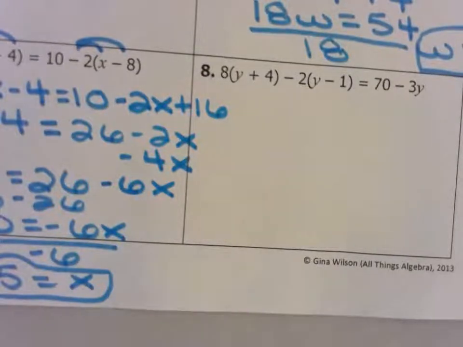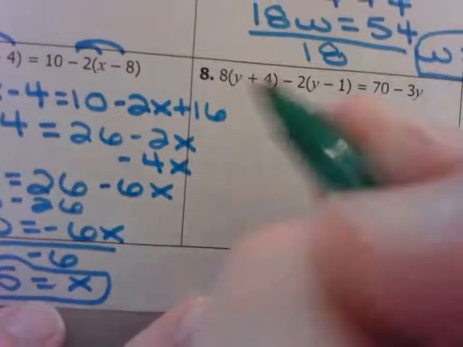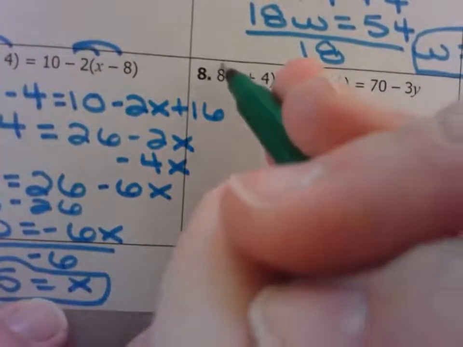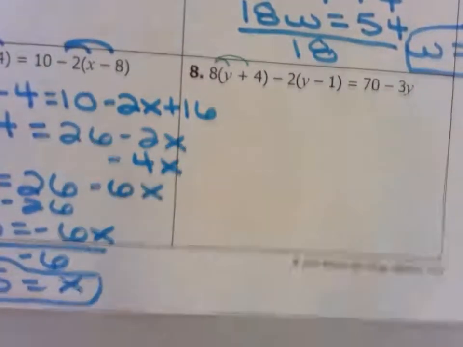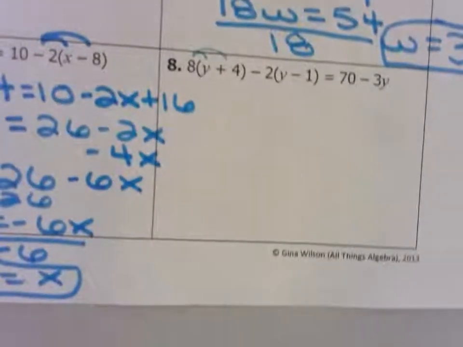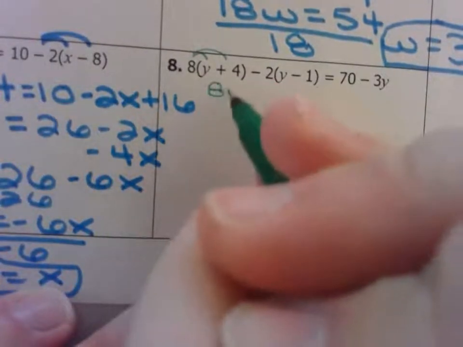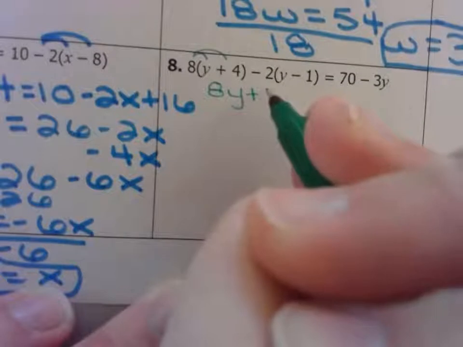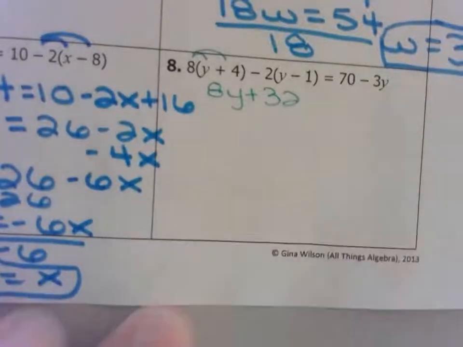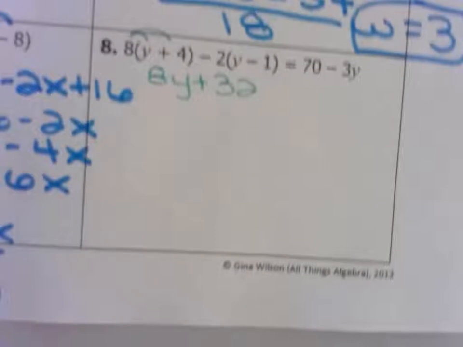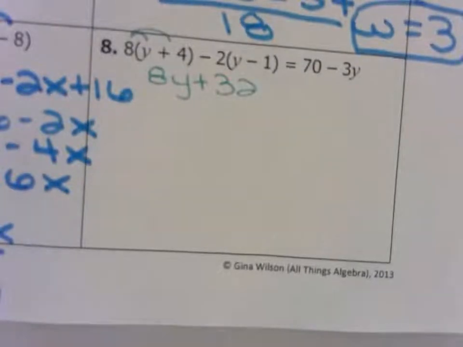Gerald, what do I do first on this one? Distribute the 8. So let's distribute the 8. I notice I'm going to use the distributive property because I see things multiplied by parentheses. If I distribute the 8, Justice, what do I have? 32. Okay, so I distributed the 8, and I got 8y plus 32.